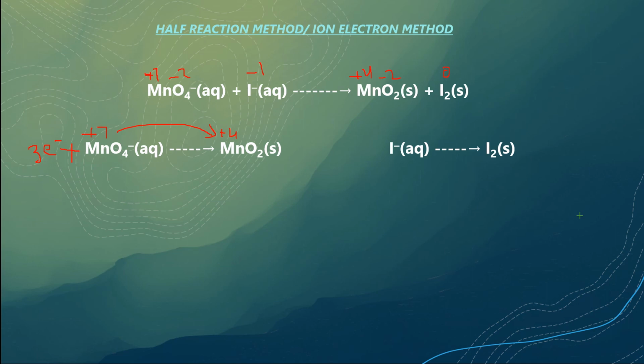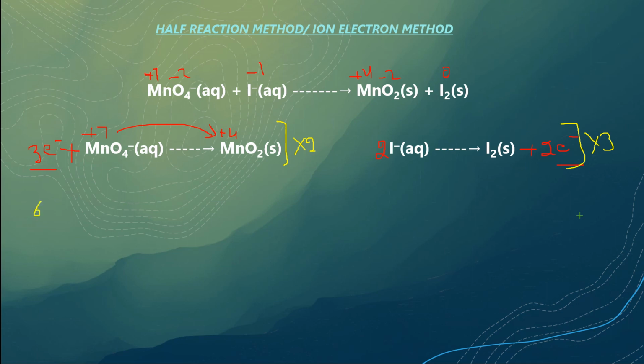And on this side, minus 1 is changing to 0. Let me make them equal first. It should be 2 here, right? And now 1 I minus is losing 1 electron, so 2 will lose 2 electrons. So electrons lost will be written with the product on the right hand side. I have to make these electrons gained and lost equal. So the simple thing is to multiply this equation by 2 and multiply this equation by 3. I'm doing it simultaneously. You can do the reduction half first and then the oxidation half. That is up to you.